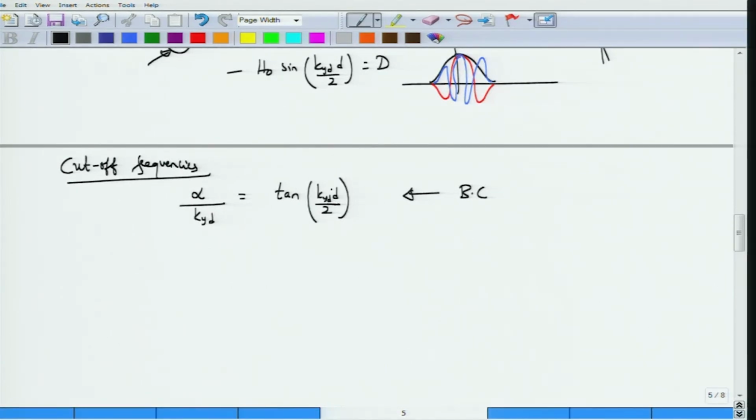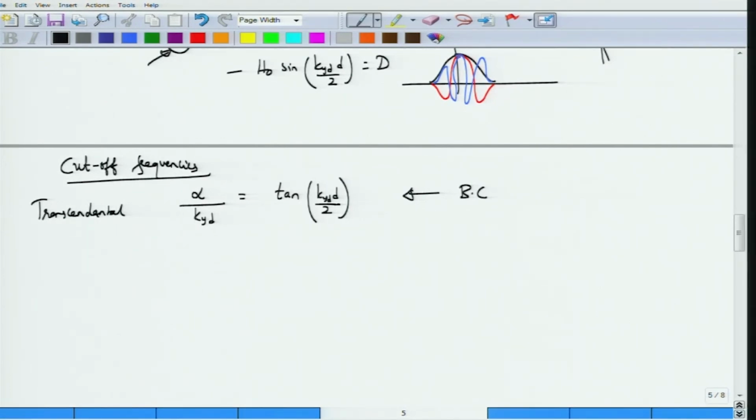How do you choose them? Of course, solving this equation is very difficult because ky_d is present on both the left hand side as well as on the right hand side. These equations are known as transcendental equations, and the solution of this has to be done by numerical analysis. We will not go into those details in this particular case. So you can obtain this equation, as I said, from the boundary conditions.